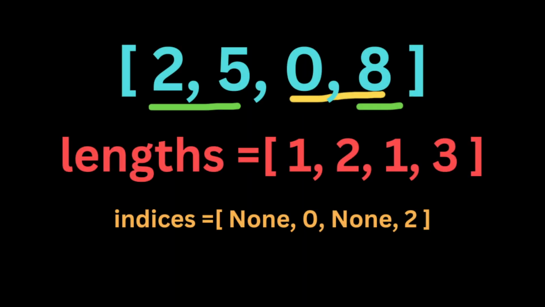8. Is 8 bigger than 2? Yes. So we store the index of the number that comes before, which at first is 0, and we update the length to 1 plus 1. We also check, is 8 bigger than 5? Also yes. So we update the previous index of 8 to be 5, which is index 1 instead of 0, and we update the length to 2 plus 1. If we compare the subsequence 0 and 8, which has length 2, to 2, 5 and 8, which has length 3, we take the longest.